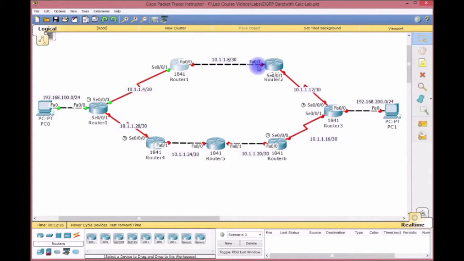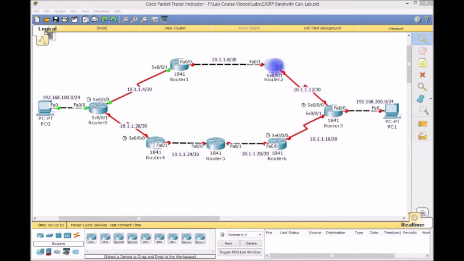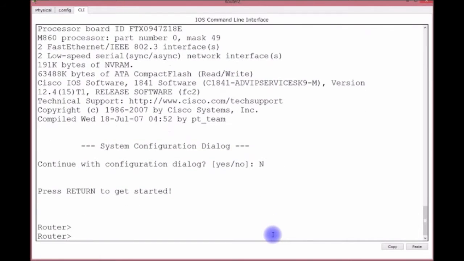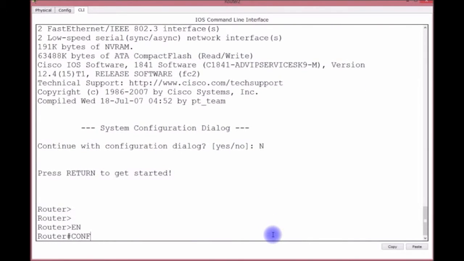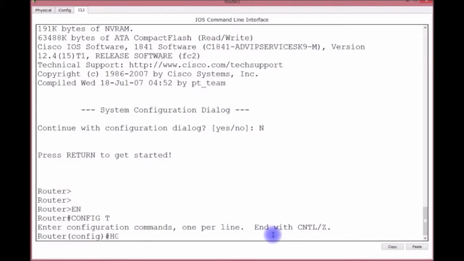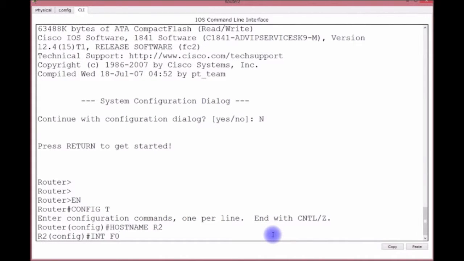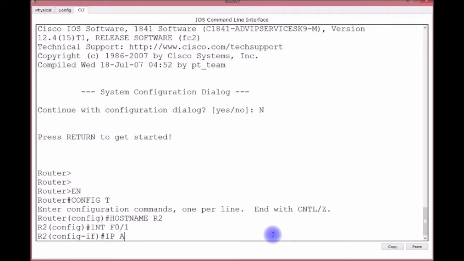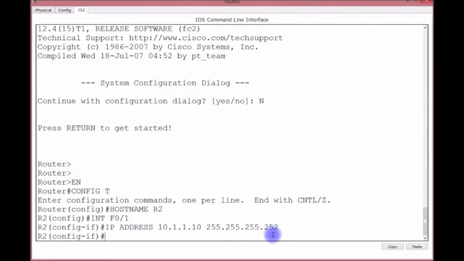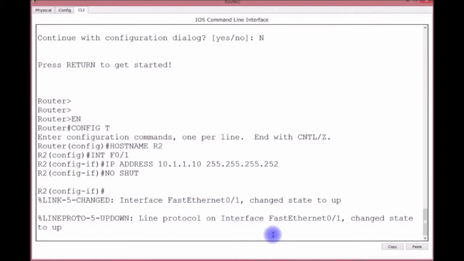All right, now here we got the F01 and the S001, right? And this will be the 10, this will be the 13. So let's go ahead and do that. This should be no big deal for all of you. Enable, config T, host name R2, interface F0/1, right? And then we're going to do the IP address 10.1.1.10, right? We have the 8 network, 9, 10. 255.255.255.252. Not there. A little extra number there. And then we do a no shut, and that state should come up.